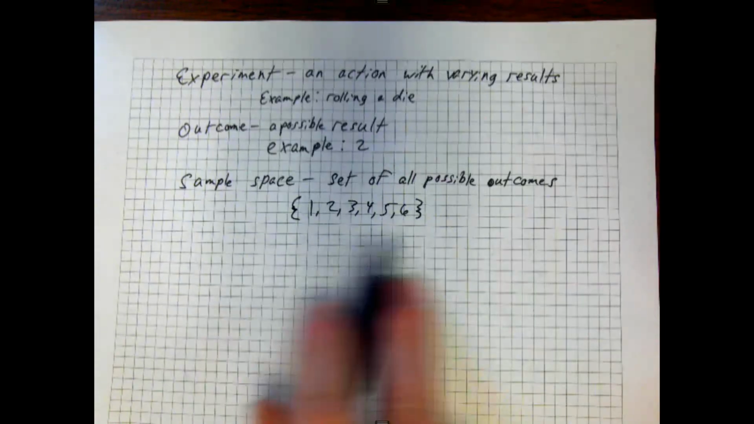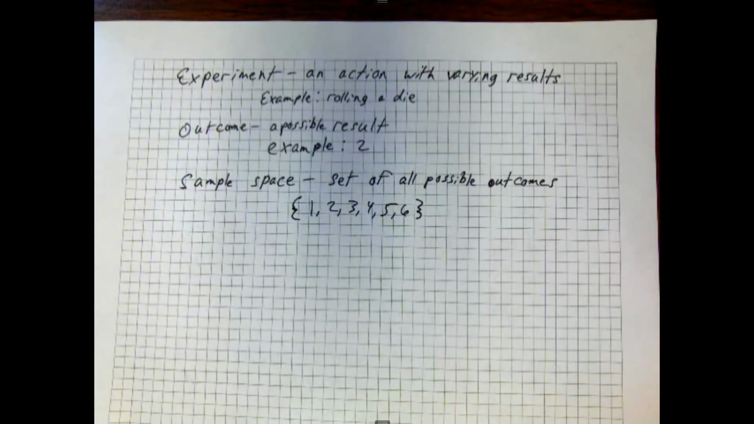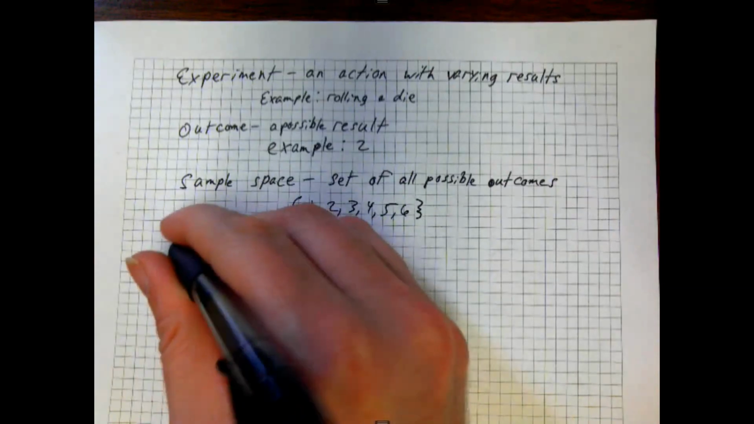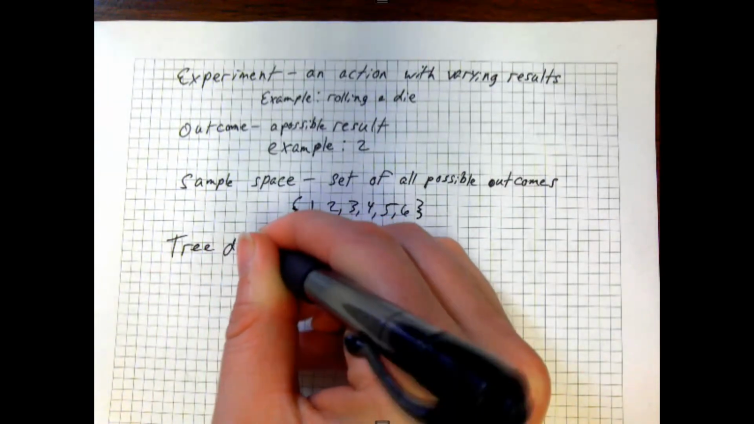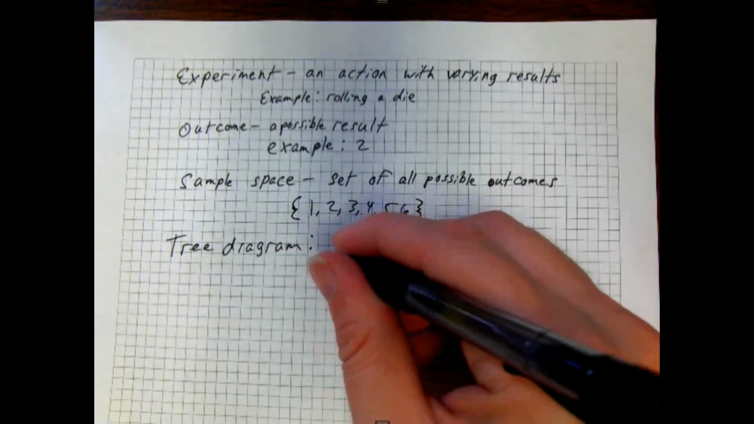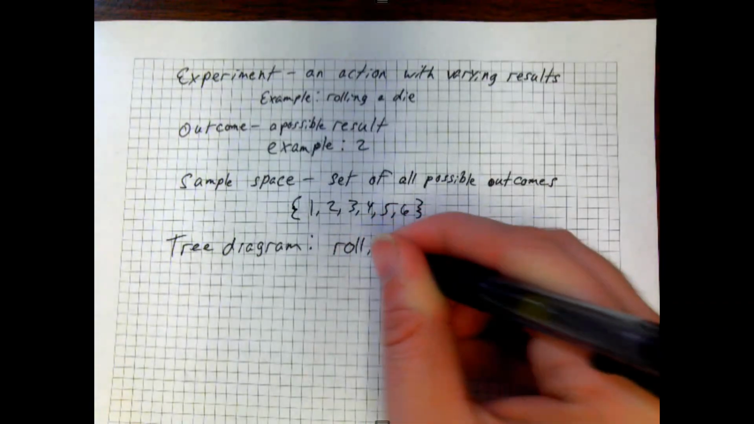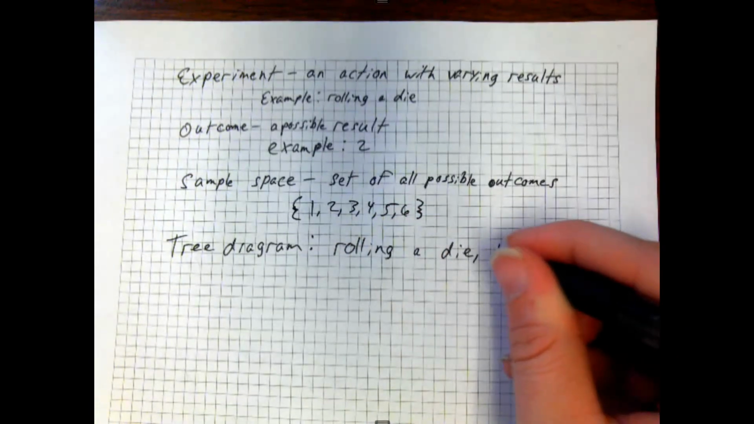So this is very straightforward, but sometimes we're doing multiple actions, and so it can be hard to figure out what are all the possible outcomes, what is the possible sample space. So for that, we often use a tree diagram. So let's say that we were rolling a die and then tossing a coin.